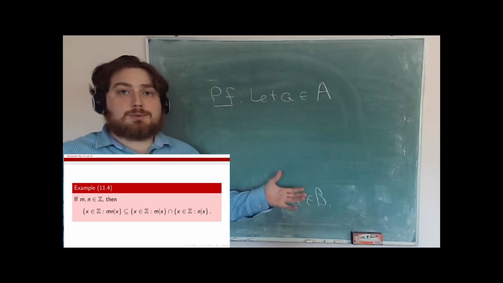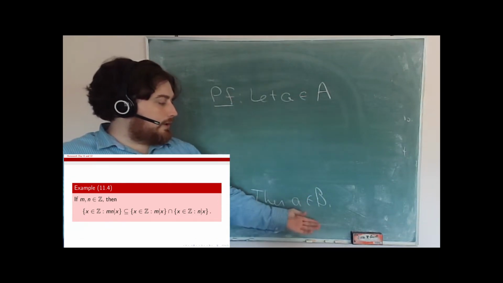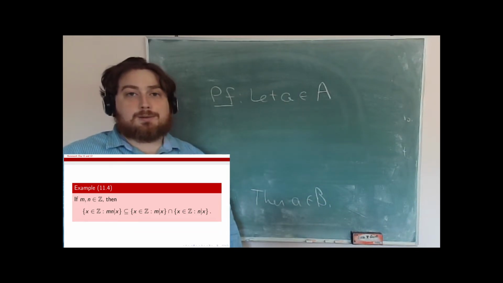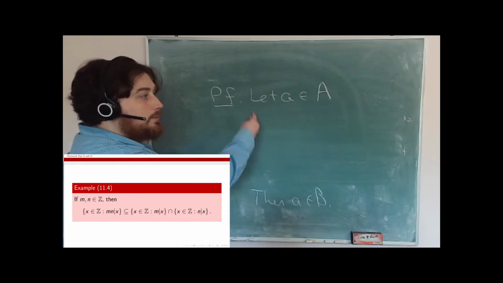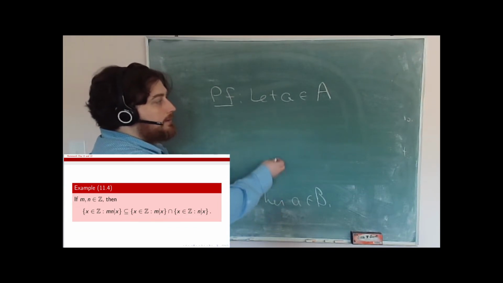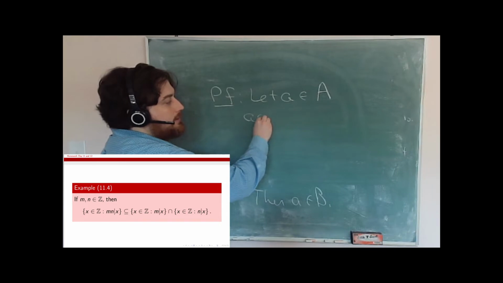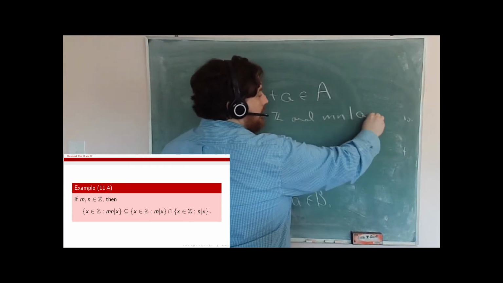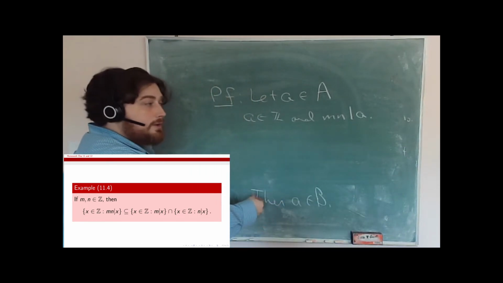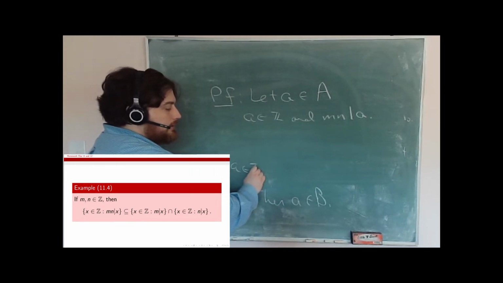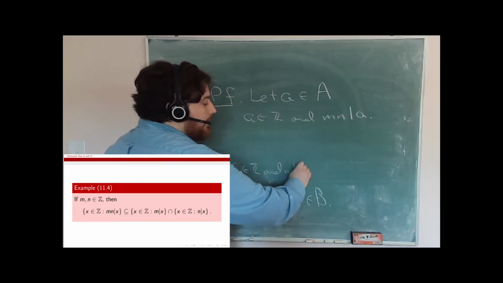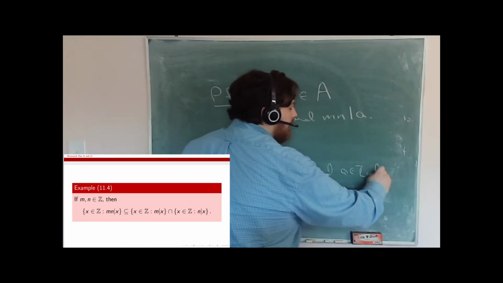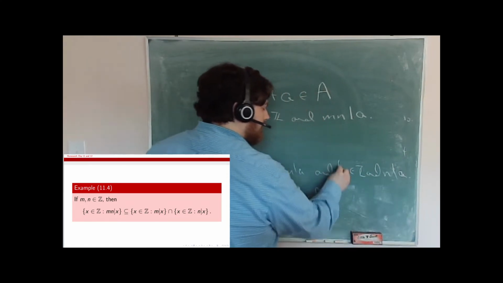So as is the case with any subset proof, we let a be an arbitrary element of A. We show it's in B. This means everything in A is also in B, so A is a subset of B. So we're going to continue again by writing down the definition. What this means is that a is an integer and m times n divides a. And what I want to show is that a is an integer and m divides a, and a is an integer and n divides a.